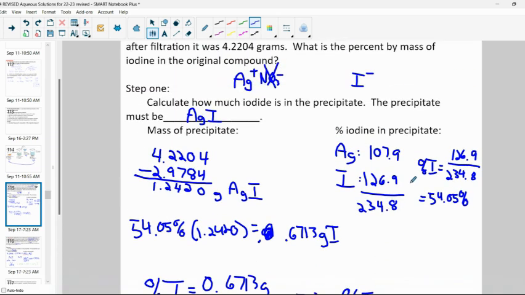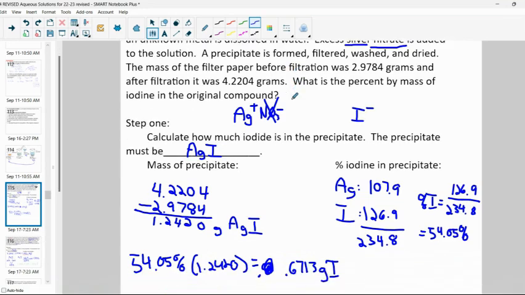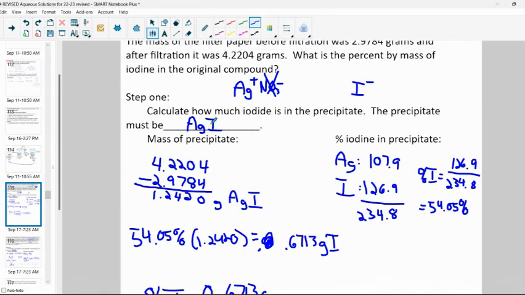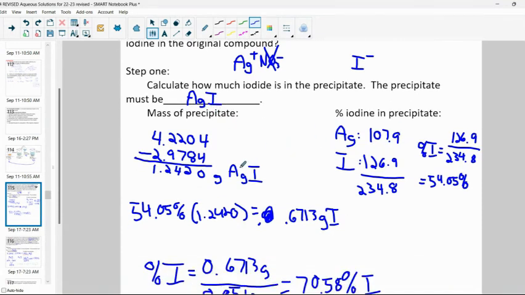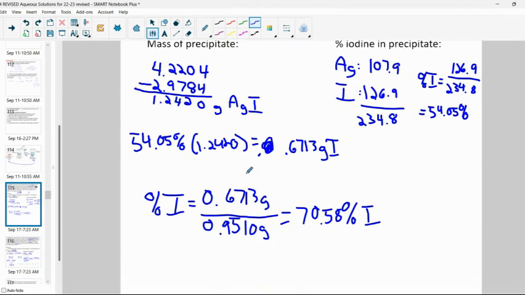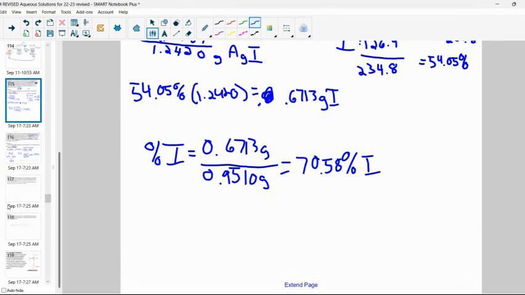All right, that's a long problem. It would never be given to you just as, here's the final answer. This will be broken down into many steps. What's the precipitate? AgI. What's the mass of the precipitate? What's the percent iodine? What's the mass of iodine in the precipitate? And you'll work your way through there. But it's a way that we can use gravimetric analysis, that's the term for it, to calculate this unknown value, the 70.58%. And that is gravimetric analysis.